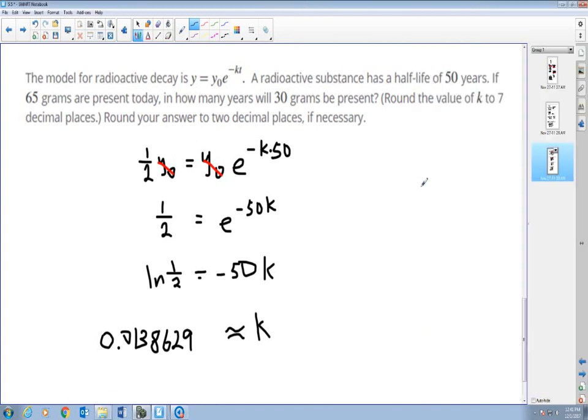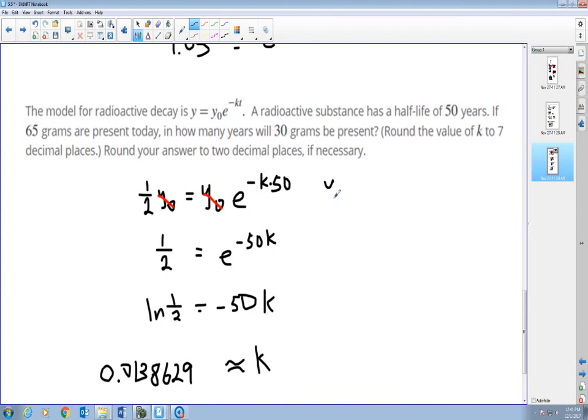So that means my model itself is y equal to the initial amount times e to the negative 0.0138629t. So basically, the half-life of 50 years is information that helped me find my decay rate k. Once I got my k, I have my whole model. Now I can answer the question.